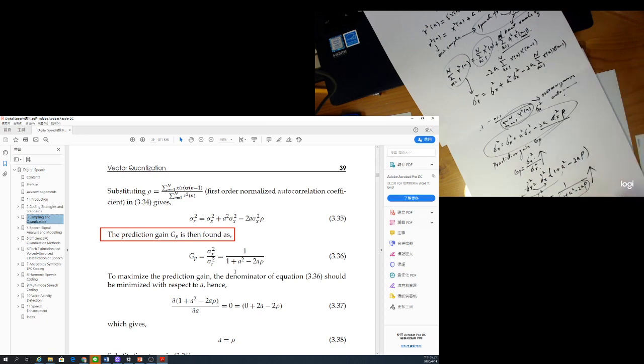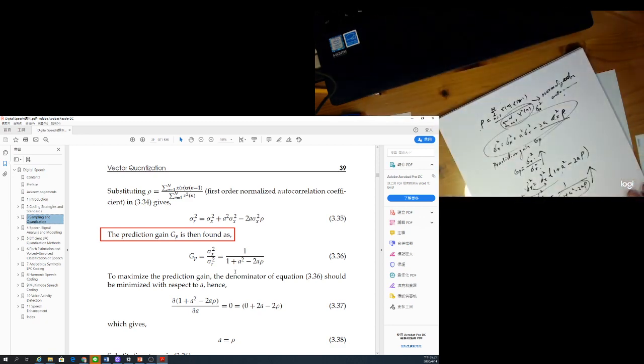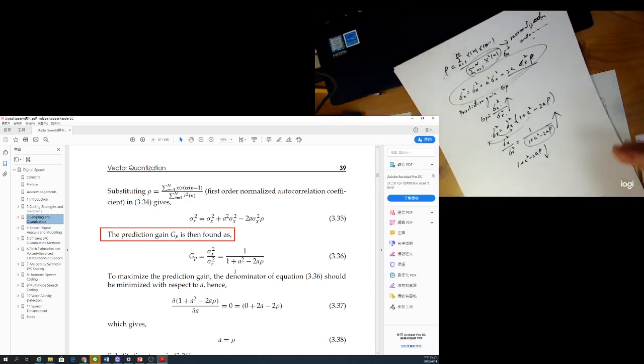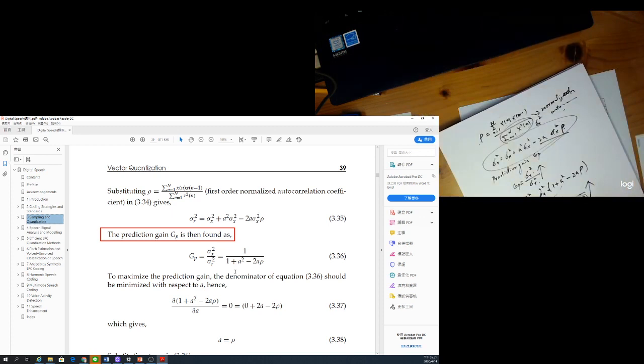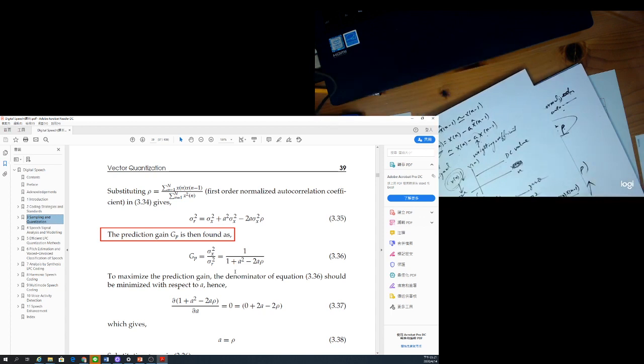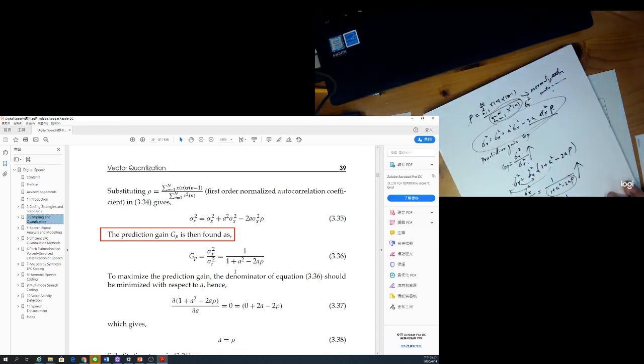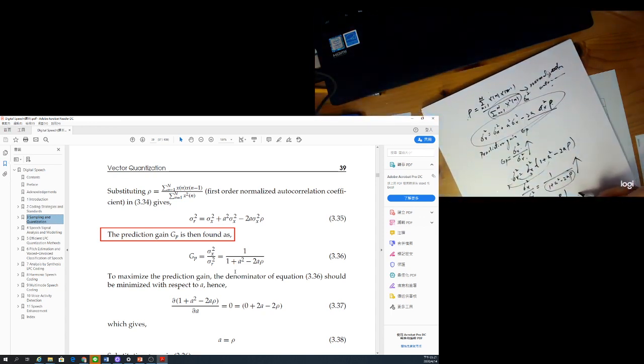So if we reorder it, you can see we try to make this value smaller. So you can see a squared minus a rho plus 1. This one is related to the signal. It is related to the current signal, so it could be a fixed value depending on the current input speech frame. So we try to make this one minimum.